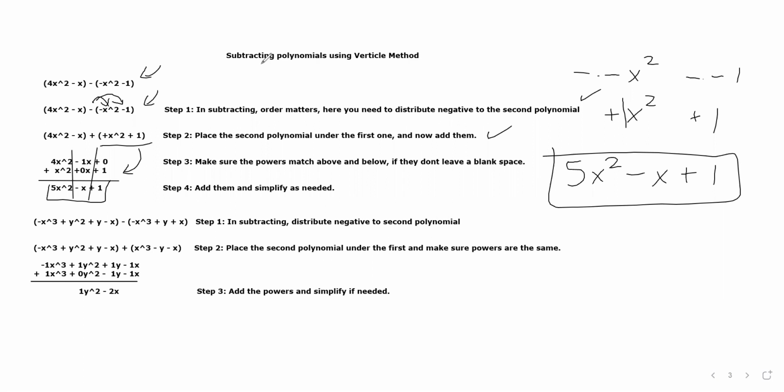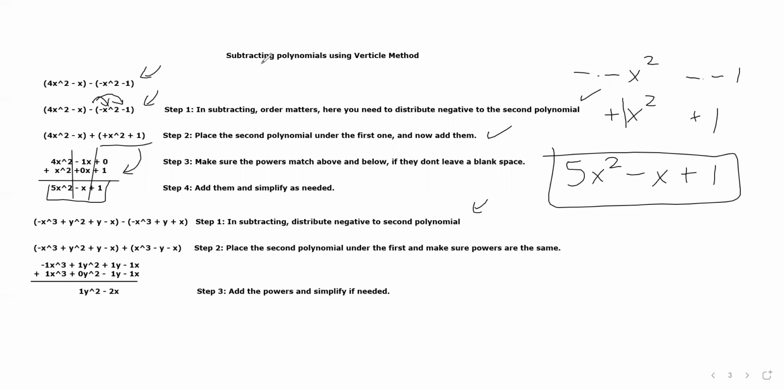So in here, let's move on to the second problem right here, because this one looks a lot more complicated. And truth be told, it is more complicated because unlike the previous problem, we are subtracting, but in this case, there's a lot more blank spaces that have to happen, right? Okay, so here, step 1, in subtracting, distribute negative to the second polynomial.